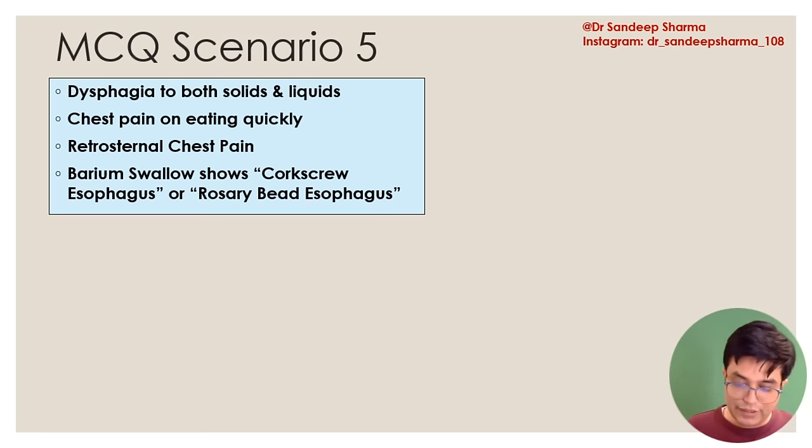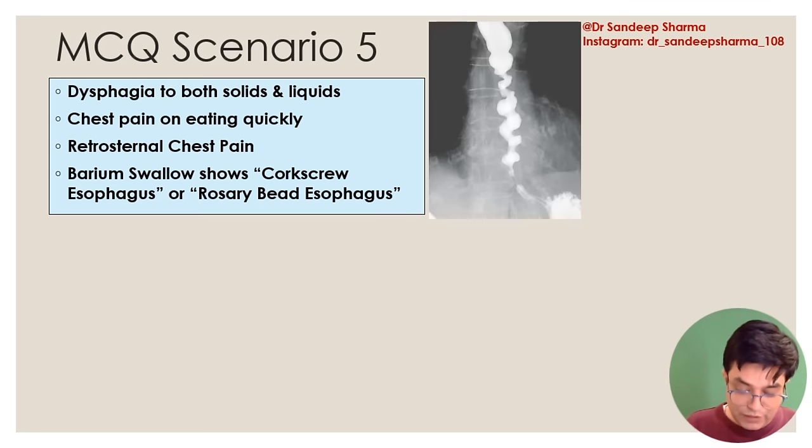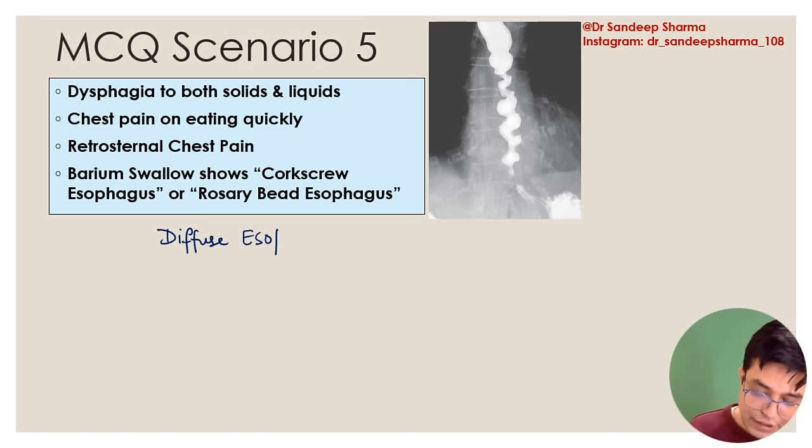The likely diagnosis in the patient, and how will the barium swallow look? Barium swallow will look something like this. Can you see this bead-like appearance or a corkscrew-like appearance? This is what you call diffuse esophageal spasm. So what is the likely diagnosis here? Diffuse esophageal spasm. The cause is not clear.